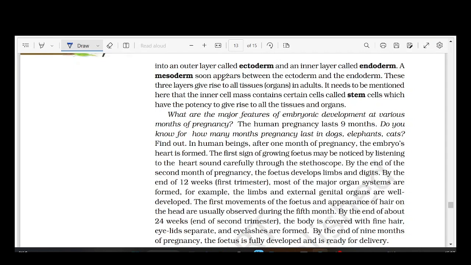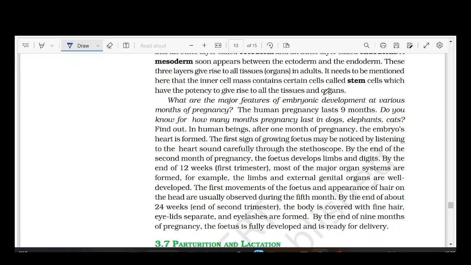These three layers give rise to all the tissues and organs in the adult. As you know, the ectoderm gives rise to our nervous system and our skin, the endoderm gives rise to our gut, the midgut, and the mesoderm gives rise to all the connective tissues like the bone, the blood, the cartilage, the lymph, etc.